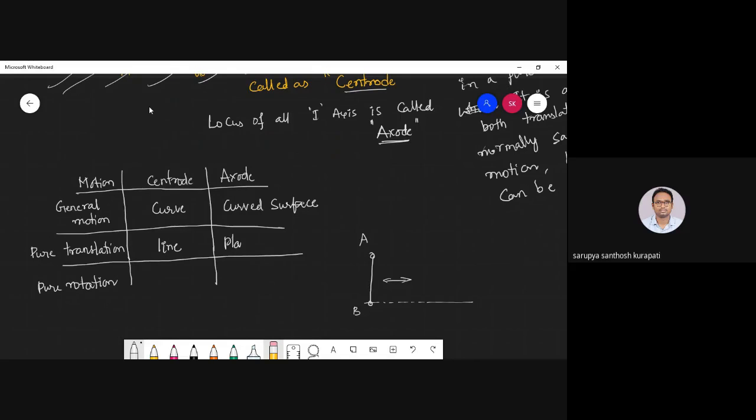Now here it is a plane surface. Axod will be looking like a plane surface. Suppose when it is in pure rotation, that point, centroid will be a point. And here axod will be a circle.